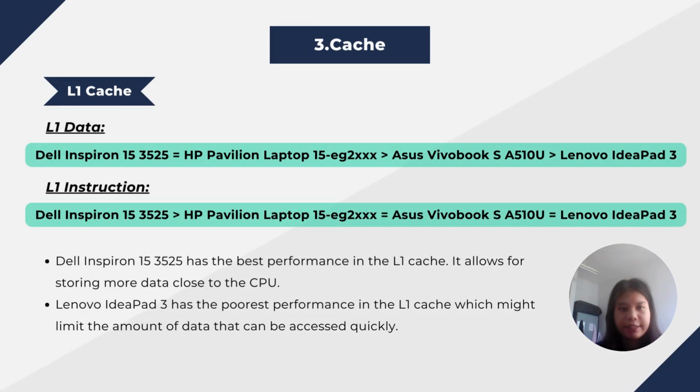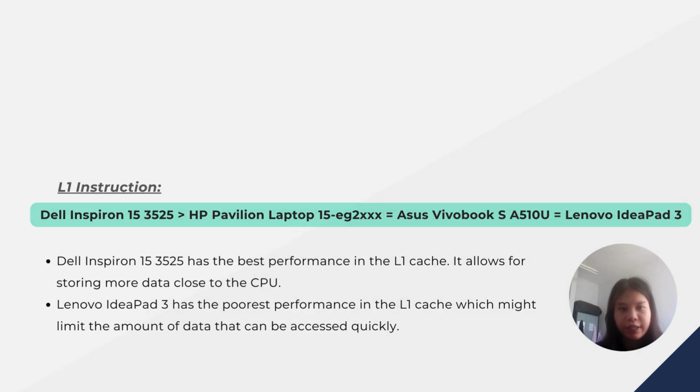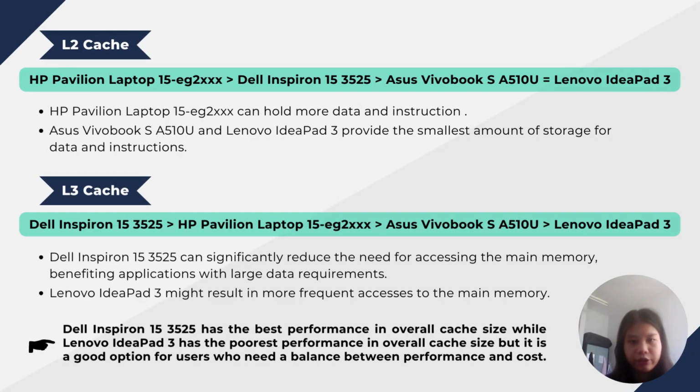The third one is cache. We have three different caches, which are L1 cache, L2 cache, and L3 cache. We need to compare the four different computers for each cache. So by looking at the overall cache, we found that Dell Inspiron has the best performance in overall cache size, while the Lenovo IdeaPad has the poorest performance in overall cache size. As a conclusion, the higher the cache size, the more data and instructions can be held and stored.